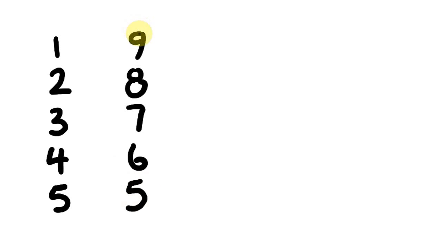Or vice versa, the complement to 9 is 1, or the complement to 8 is 2. So this is a two-way street sort of thing. So we're going to be looking for complements, and that's our first trick when mentally adding numbers together.